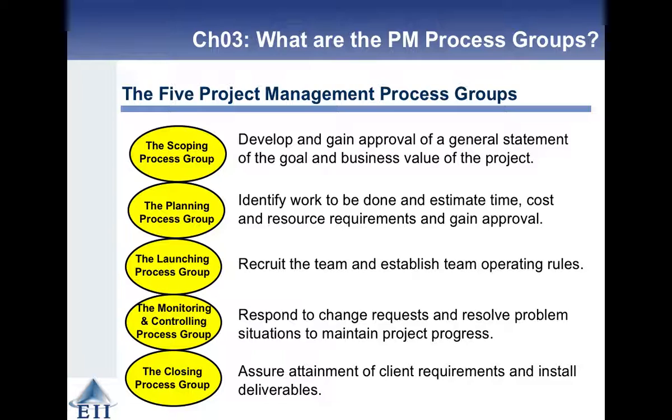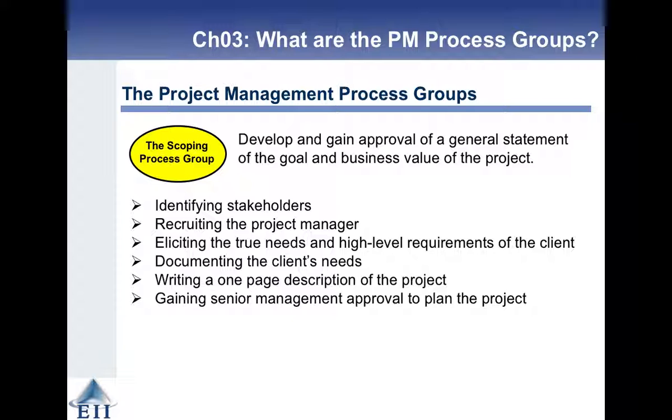So they're the 5 that I just went through: scoping, planning, launching, executing or monitoring and controlling, and the closing group. And there's a definition beside each of them there that you can read as well as I can, so I won't read through them. But every project management life cycle that we talked about in the earlier chapters has to do something in each of these process groups. Whether it's agile or traditional or extreme, it has to be done.